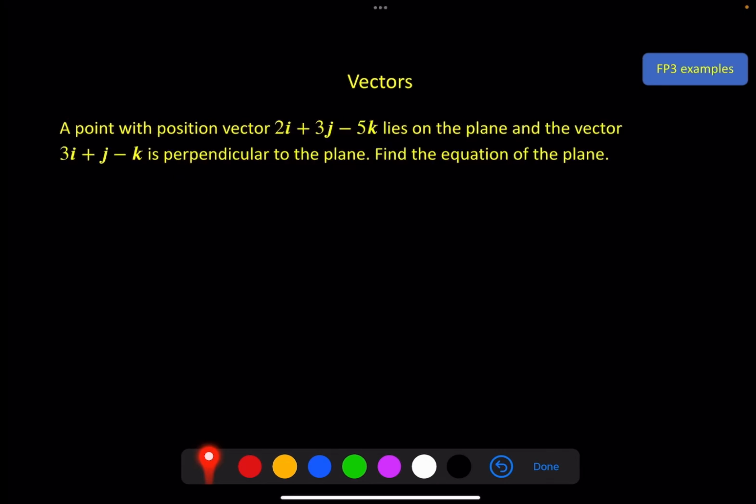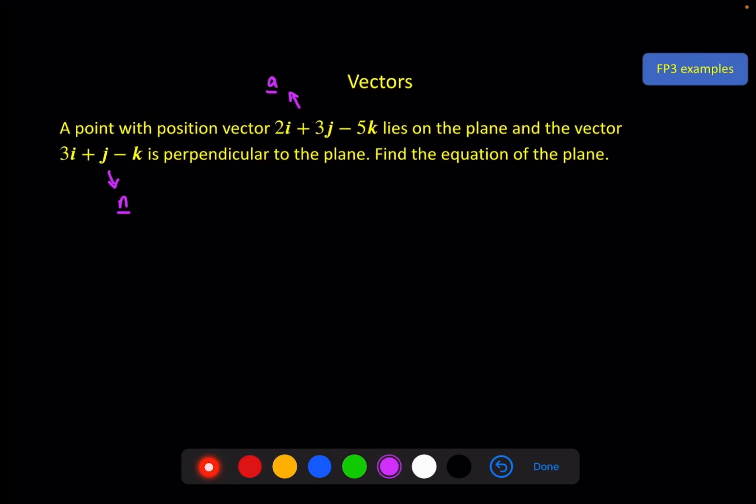So that's the first form. Quick example of that: a point with position vector this lies on a plane, and the vector this is perpendicular to the plane. This is a very quick and easy question because here they've given us a position vector of a point on the plane, and here they've given us the normal perpendicular to the plane.